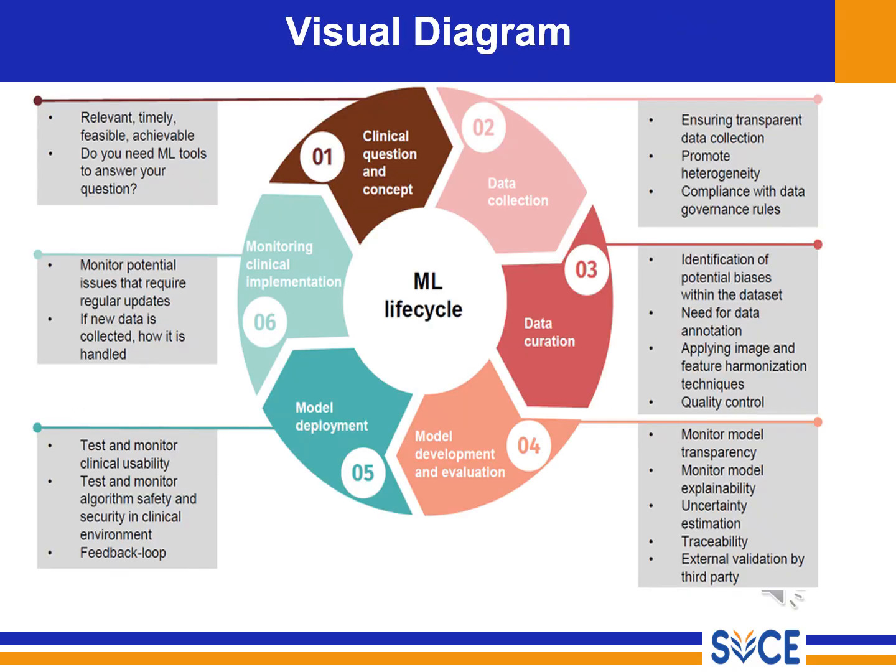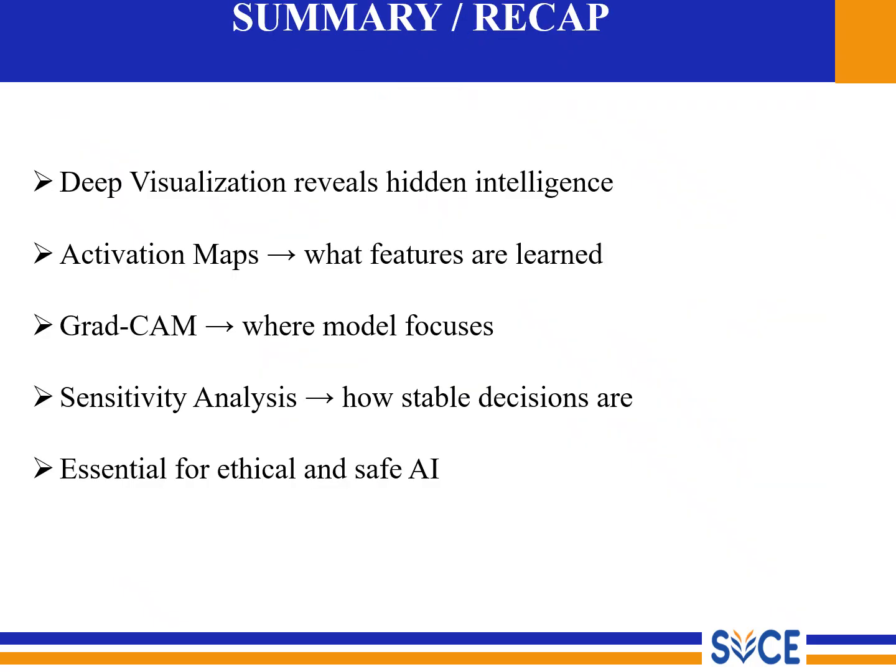This is the visual diagram of the ML life cycle. So, summary recap. Deep visualization reveals the hidden intelligence. Activation map shows what features are learned. GradCam shows where the model focuses. Sensitivity analysis shows how stable the decisions are. These are essential for ethical and safe AI. Before concluding, I would like to tell one thing.